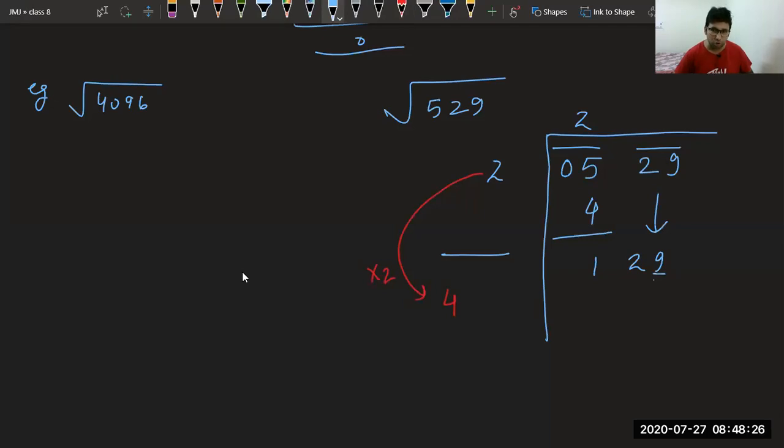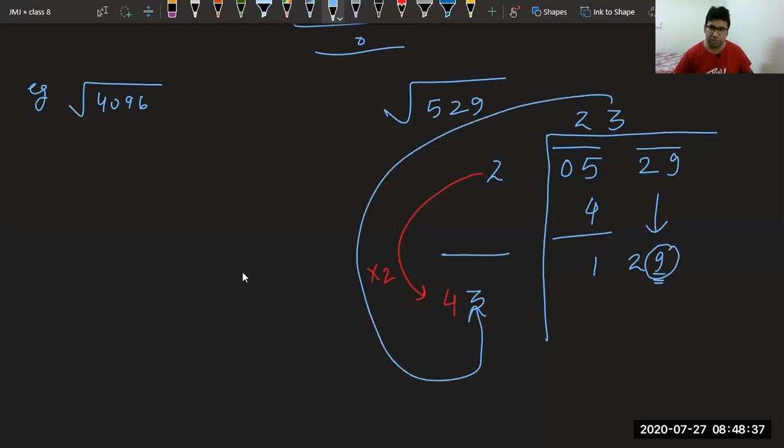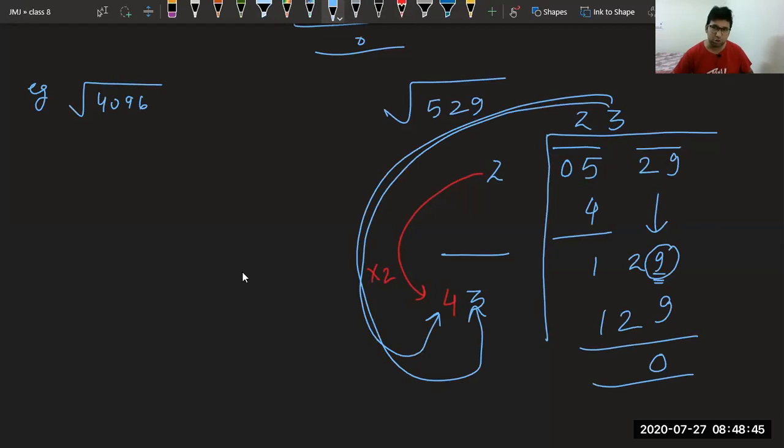I want a 9 in the last. So I've taken to check 3. Now see, 3 into 3 is 9. 3 into 4 is 12. I have got 0 as the answer. So this quotient is my square root. So we can say under root 529 is 23.